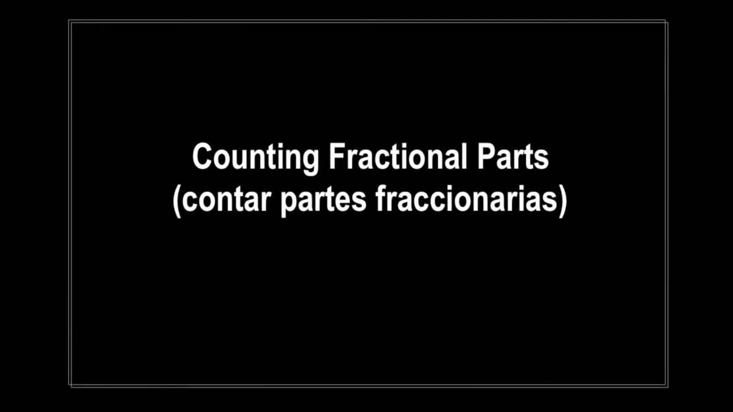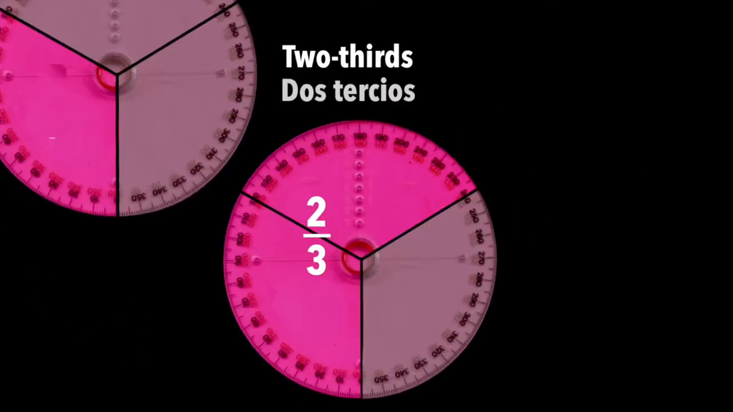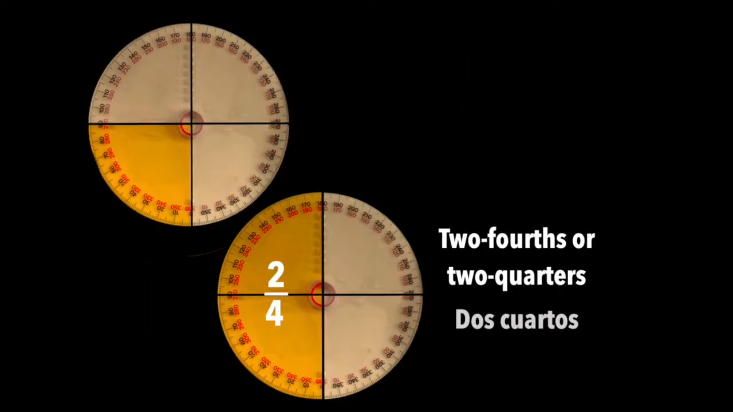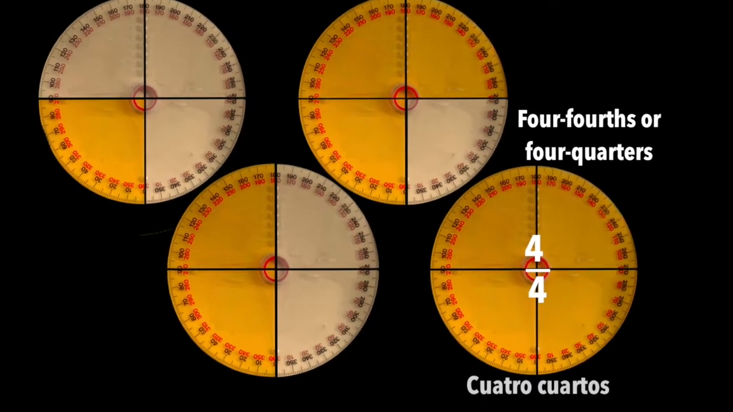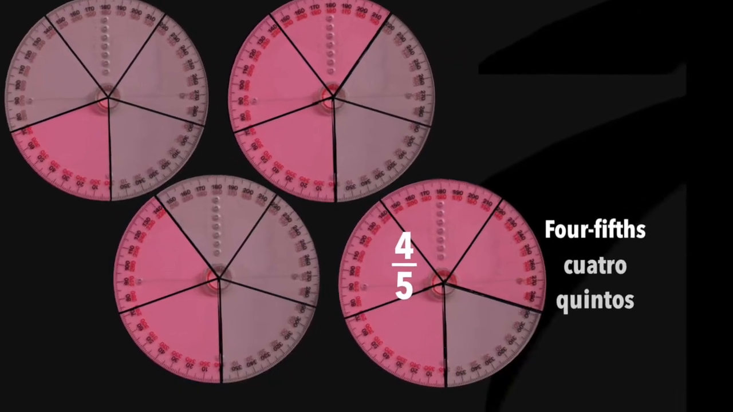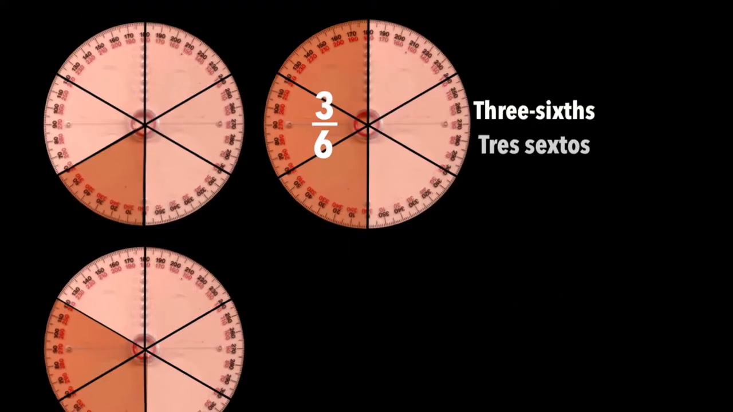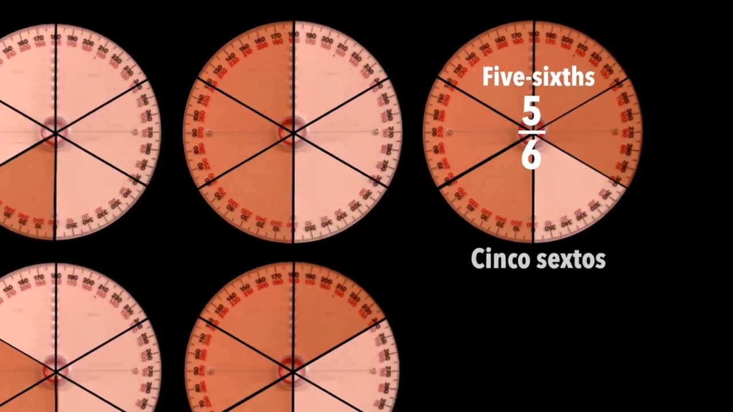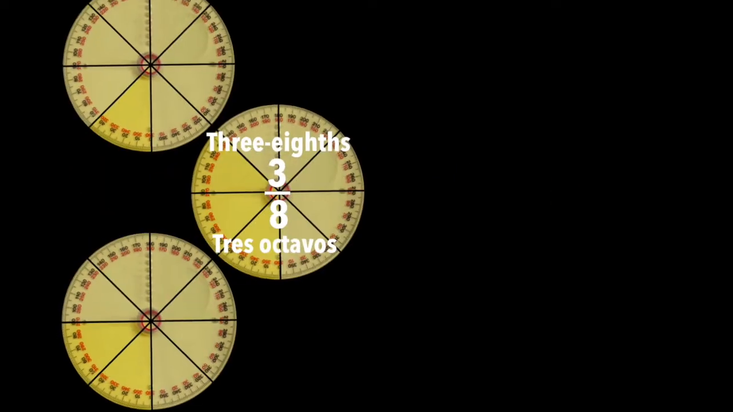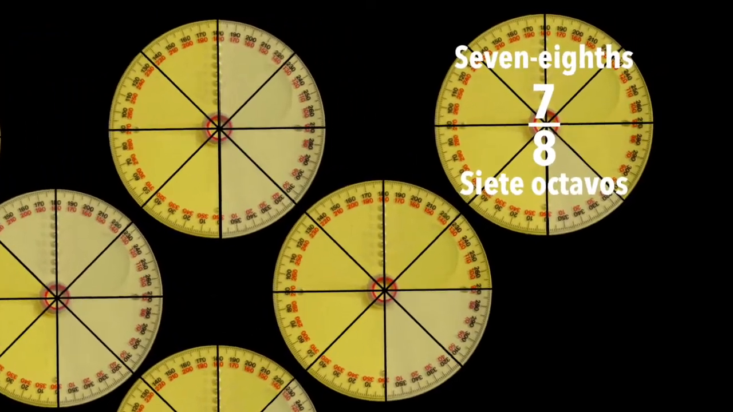Let's count fractions. 1/2, 2/2. 1/3, 2/3, 3/3. 1/4, 2/4, 3/4, 4/4. 1/5, 2/5, 3/5, 4/5, 5/5. 1/6, 2/6, 3/6, 4/6, 5/6, 6/6. 1/8, 2/8, 3/8, 4/8, 5/8, 6/8, 7/8, 8/8.